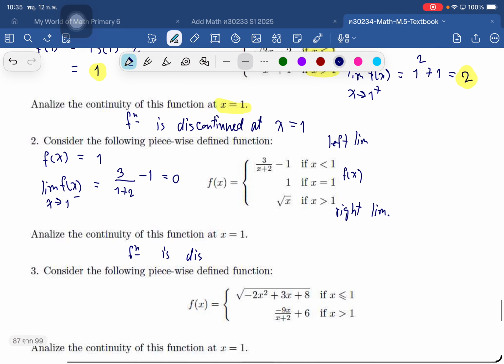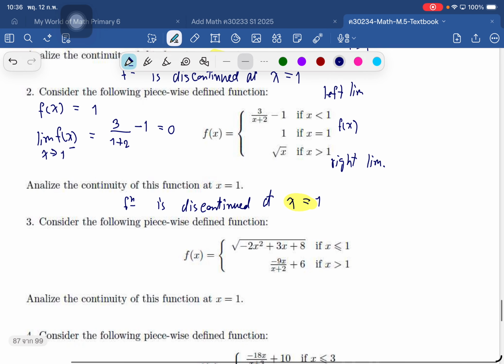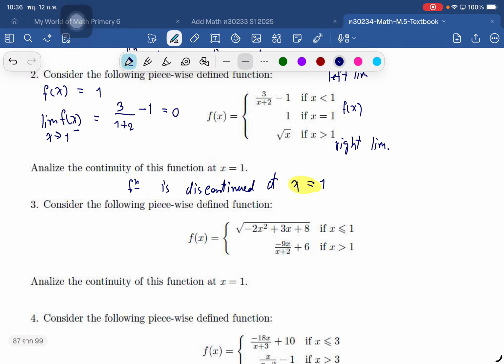For the left limit, we don't need to check because normally in this type of question the left limit and the value of the function f(3) are the same. Then the left limit of f(x) when x approaches 3 from the left side equals 1. Check the right limit. The limit of f(x) when x approaches 3 from the right side will be 3 over 3 minus 2, and then minus 1. Do we have the same number? No, right? This is equal to 2.